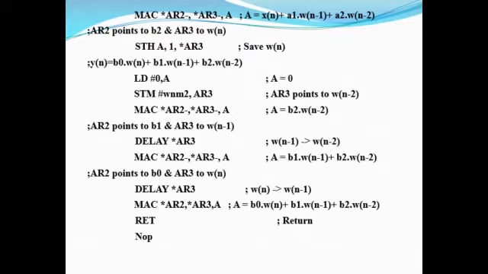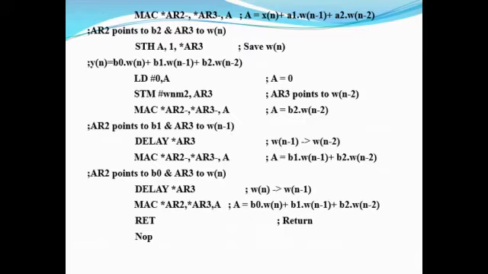And again we have one more term, B0 into W of n, and the content of the accumulator already has B1 into W of n minus 1 and B2 into W of n minus 2. So the sum of these two is already available in the accumulator. Then the remaining part is B0 into W of n. So that is the B0 coefficient and W of n, which is already available in AR3. So the content of AR3 and the content of AR2 is already there, and the content of the accumulator is being added with the content of AR2.